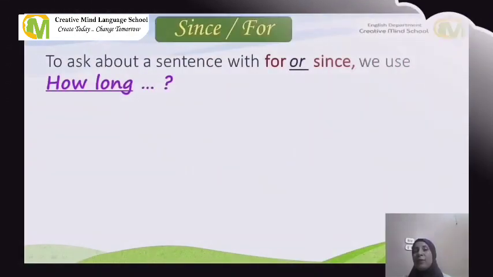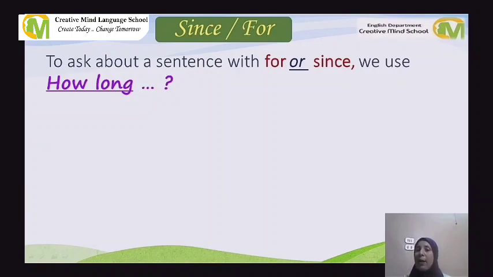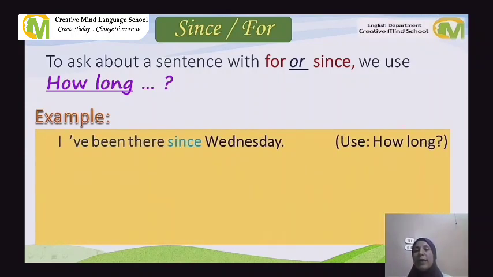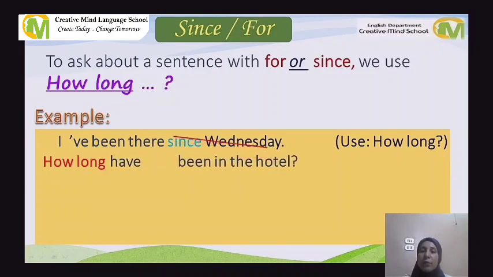If we have a sentence with since and for, how can we ask about them? We use how long. Example, I have been there since Wednesday. Use how long. First of all, we put the question word how long and remove the period of time we have here, which is since Wednesday. Then we put have, and after have comes the subject first, then the past participle in the question. So the question will be, how long have you been in the hotel?